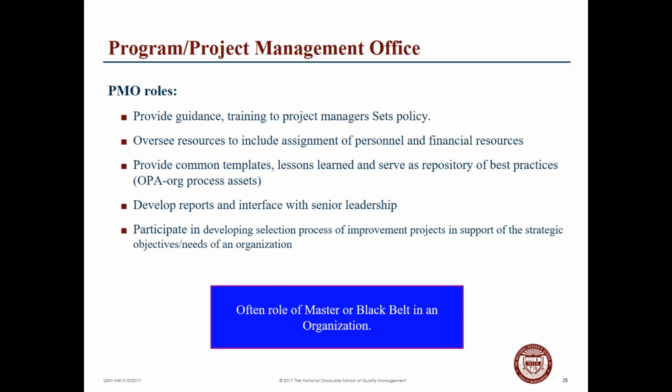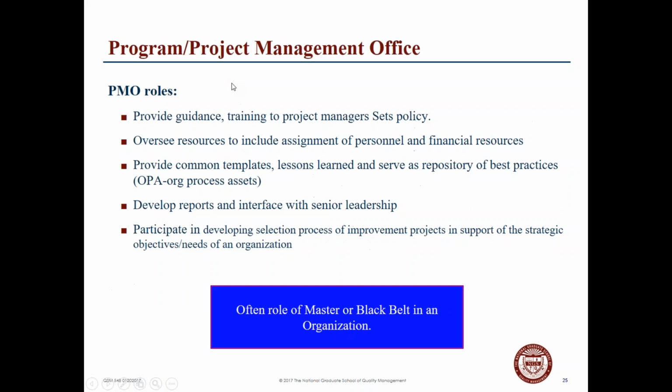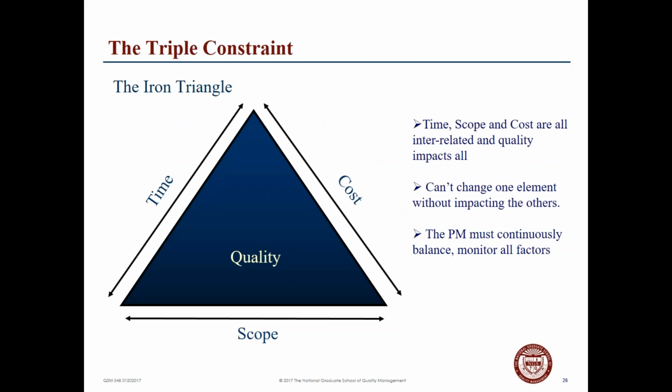This could be generally, many times, a role of a master black belt within the organization. So let's talk about what we call the triple C, the iron triangle, if you will.